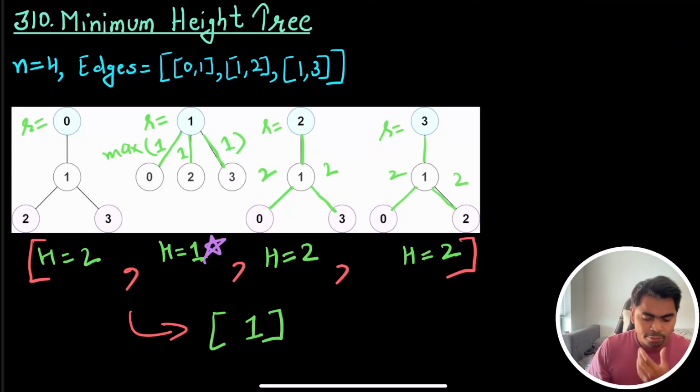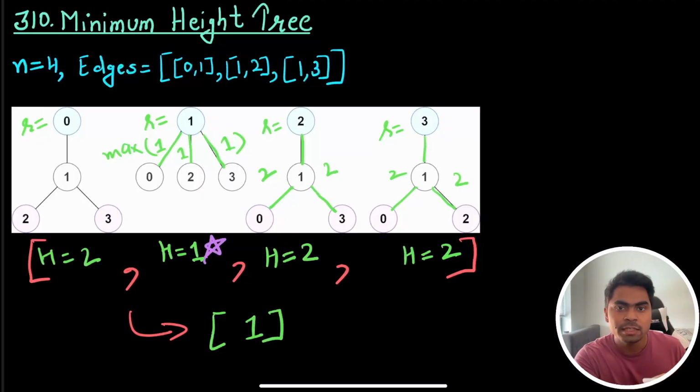So what we are really doing is we are choosing to do a BFS on different nodes. Isn't that what we are doing?